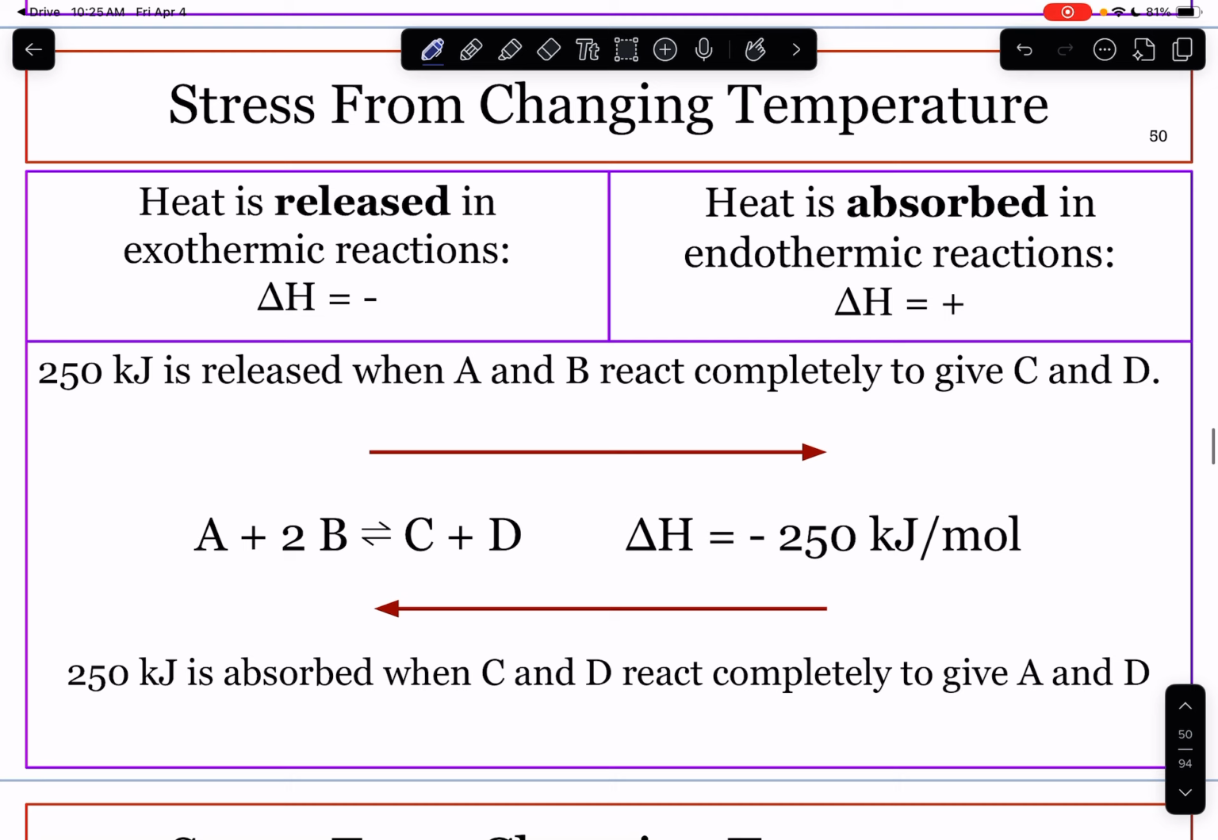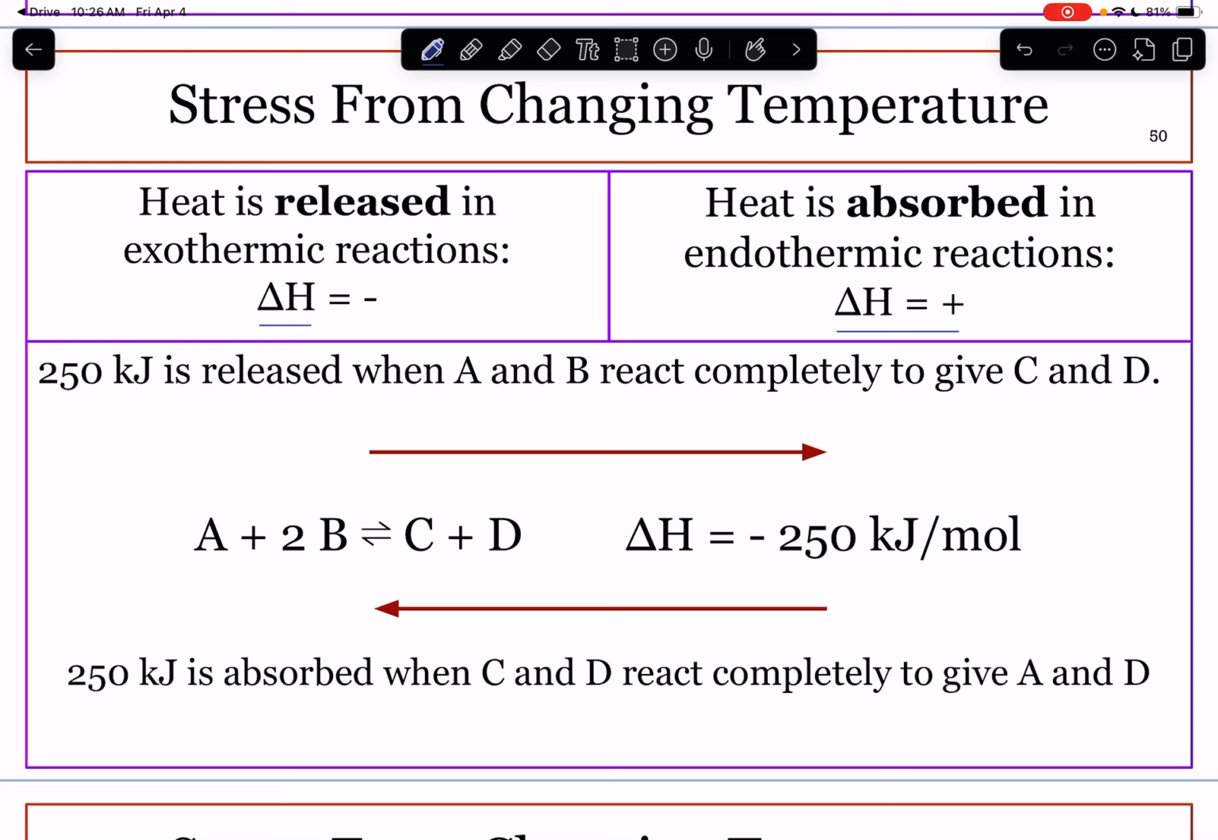Another way to describe an exothermic reaction is labeling the delta H, this right here, which is the change in enthalpy or change in the energy of the system, as negative. A negative sign means the reaction is releasing or losing or producing the heat. Heat is absorbed in an endothermic reaction, so it's the same as describing the delta H as positive, because in endothermic reactions, the energy is absorbed or gained or used as a reactant.